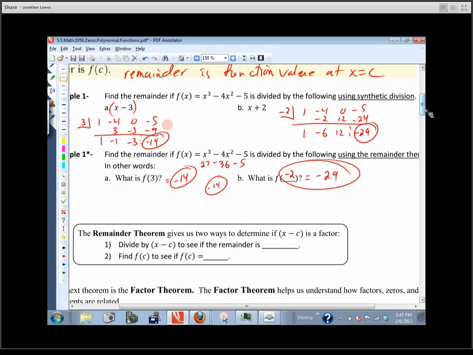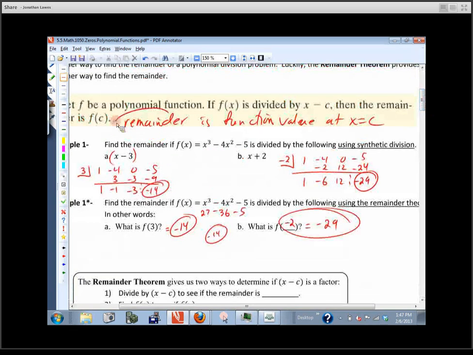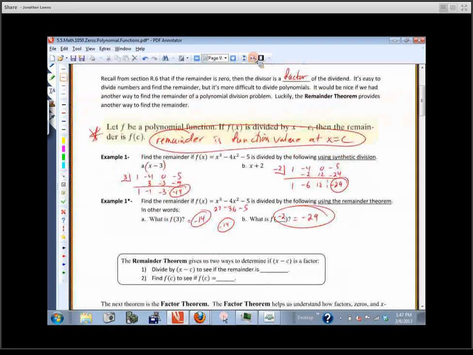Okay, so that's called the remainder theorem. The remainder theorem simply says this: the remainder is the function value at x equals c. Okay, that's what that one says. Okay, let's take a look at the next theorem.